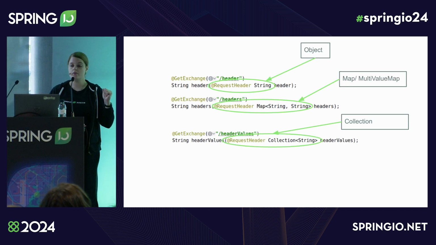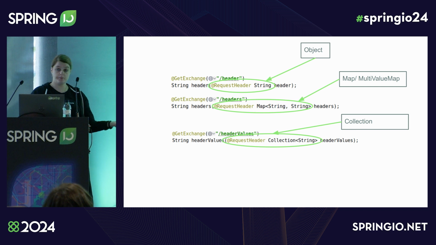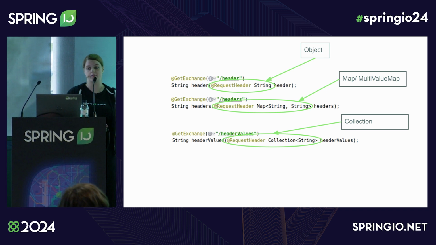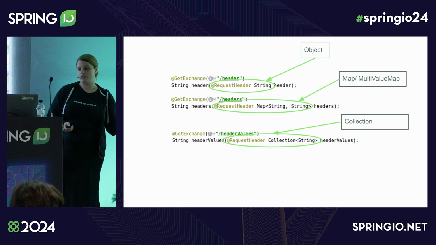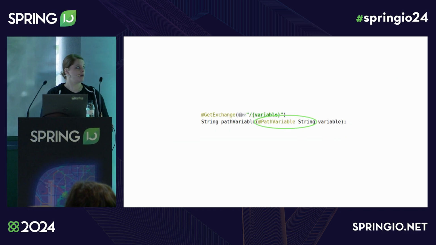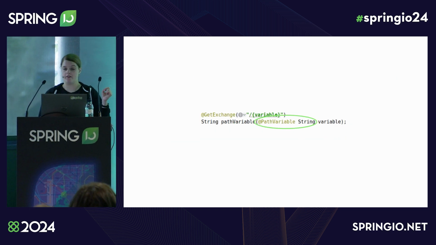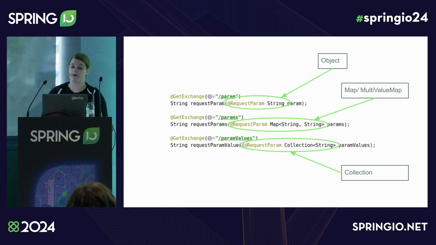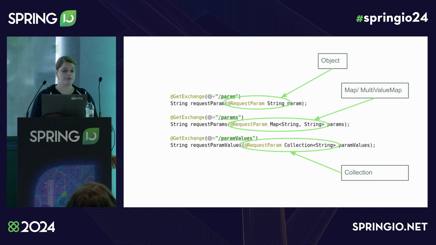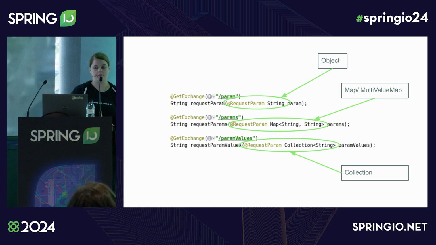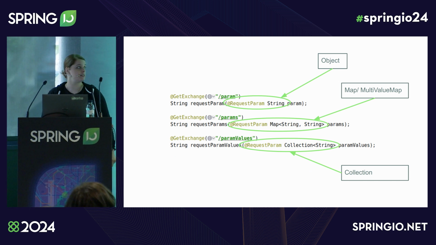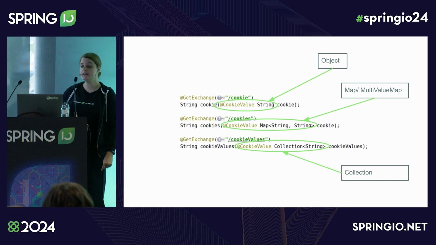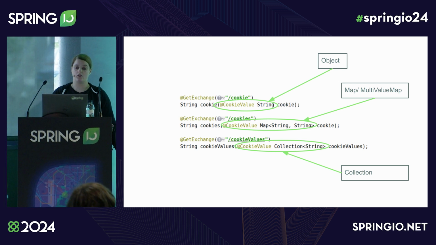Obviously, the same goes for headers. And we can pass objects, we can pass maps, multi-value maps, or a collection of values. Obviously, we also want to handle any path variable, so you can use placeholders. Request parameters with the request param annotation. And there you handle objects. Again, maps, multi-value maps, or you can pass a collection of values. And the same types you can also pass with cookie value annotation to set your cookies.